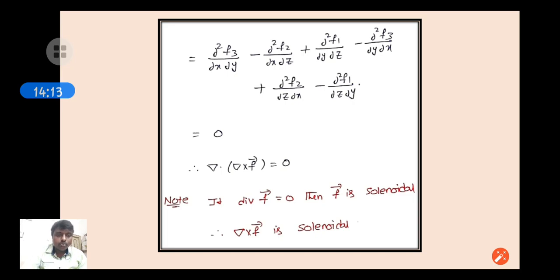Here also you observe one thing, if div f bar is equal to 0, then f bar is a solenoidal vector. So in place of f bar you can take del cross f bar, meaning curl f bar. That means curl f bar is always solenoidal. In the previous result we proved that grad phi is always irrotational. In this result we prove that curl f bar is always solenoidal. These two results are very important.